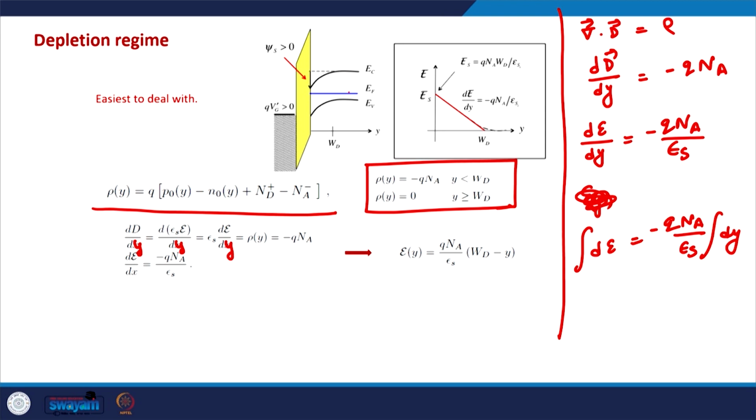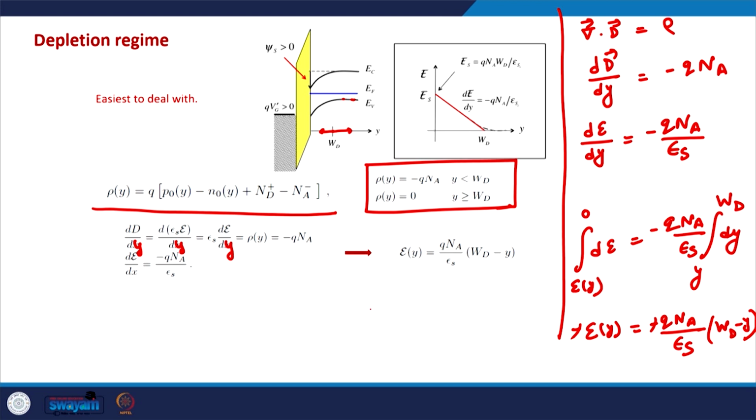Also, because the net charge is 0 deep inside the semiconductor beyond the depletion region, the electric field will also be 0. So the electric field just after WD is 0, and we need to see what the electric field is inside the depletion region. If we integrate from an arbitrary point y to WD, at y the electric field will be Ey, and at WD the electric field will be 0. So the integration limits are from Ey to 0, and here from y to WD. On the left hand side we obtain minus Ey, and on the right hand side we have minus q Na divided by epsilon s times WD minus y. The negative sign goes away, so the electric field as a function of y is given by this expression: q Na by epsilon s times WD minus y.